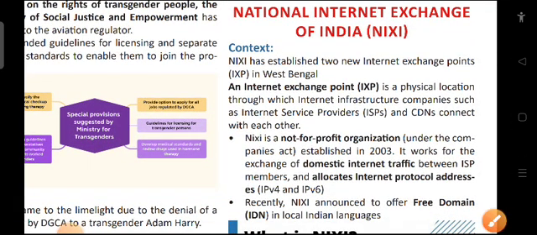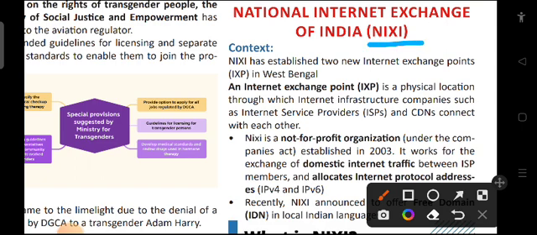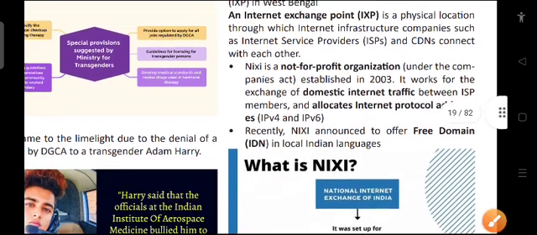National Internet Exchange of India, NIXI. What is the context? NIXI has established two new Internet Exchange Points, IXPs, in West Bengal. IXP is an Internet Exchange Point, a physical location through which internet infrastructure companies such as internet service providers and CDNs connect with each other. So this is a kind of physical location, and two of them have been opened in the West Bengal region.